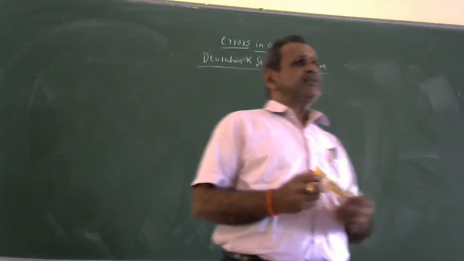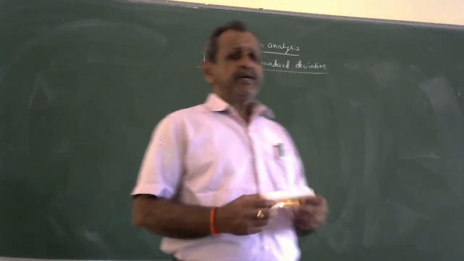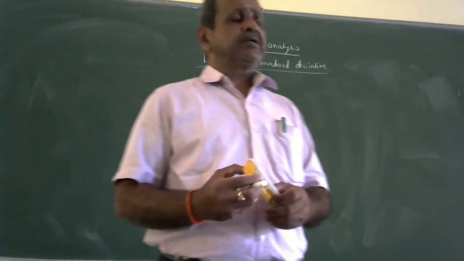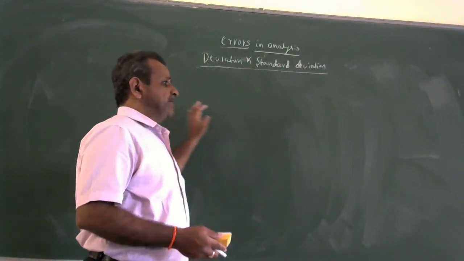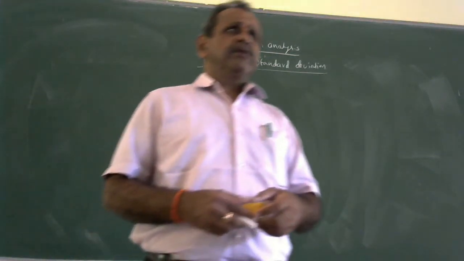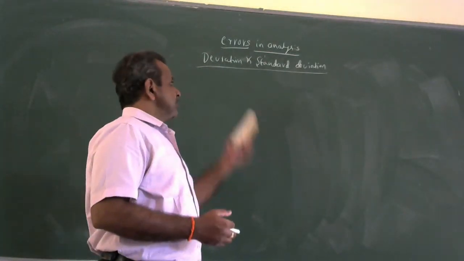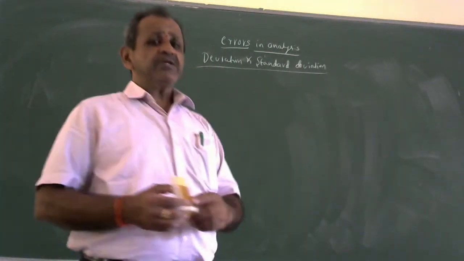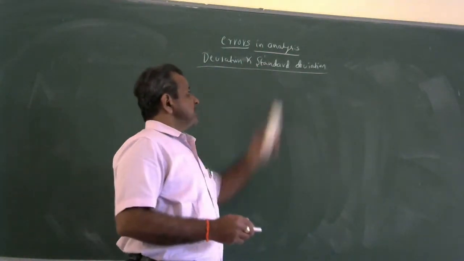In this session, let us see how to calculate the deviation and standard deviation. In the last session, we learned how to calculate the mean and median. Now let us see how to calculate the deviation. We have a set of values: absolute deviation, and then finally how much each individual value deviates from the mean.